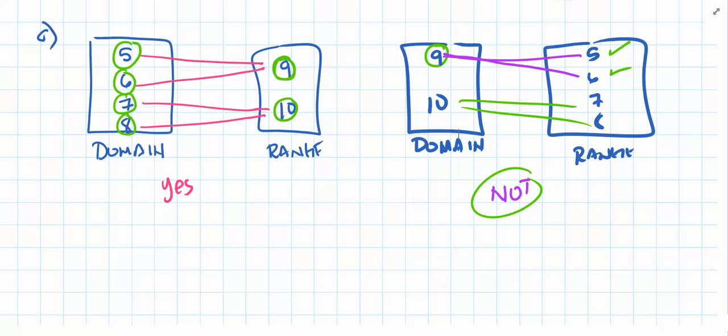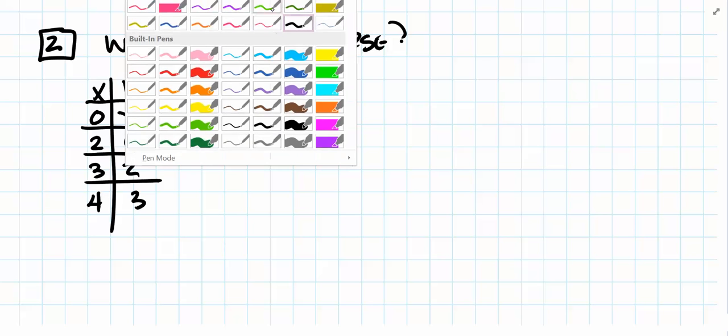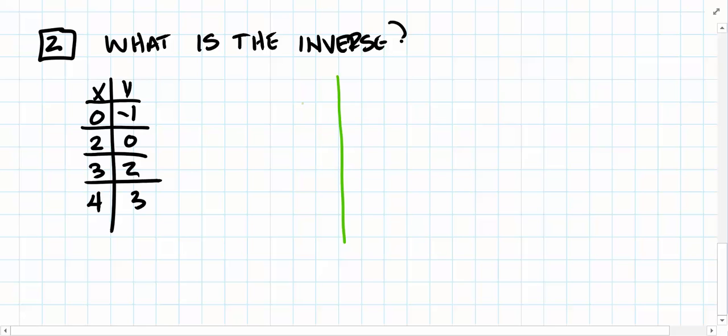Okay, so I've given you a table of values. These could also be represented as ordered pairs as a relation: (0, -1), (2, 0), (3, 2), (4, 3). These can all be ordered pairs, which can be relations. Now, what is the inverse? We'll figure it out together. We're going to switch the x and the y. So my new set of x's becomes what? -1, 0, 2, and 3. My new set of y's becomes what? 0, 2, 3, and then 4.